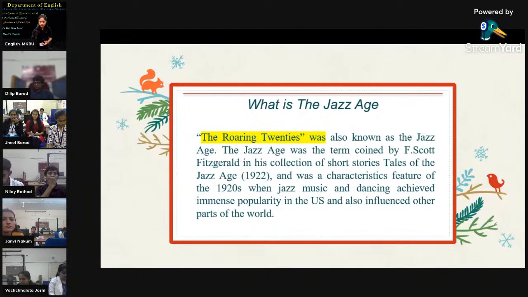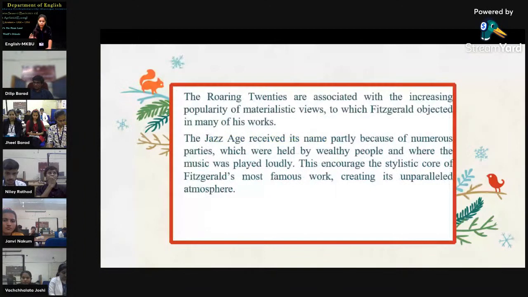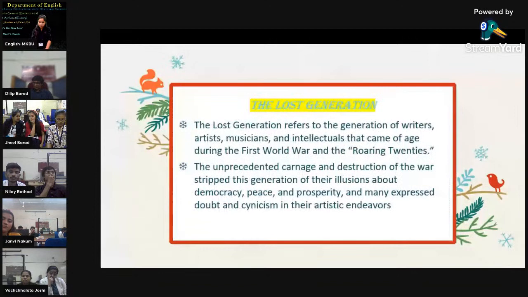The Roaring Twenties is associated with the increasing popularity of a materialistic view, to which Fitzgerald objected in many of his works. Jazz came with lavish parties, numerous parties held by wealthy people. We see this lavish party in The Great Gatsby movie. The protagonist Jay Gatsby organized the same kind of lavish party. This style is the core of Fitzgerald's most famous work, creating an unreal atmosphere.